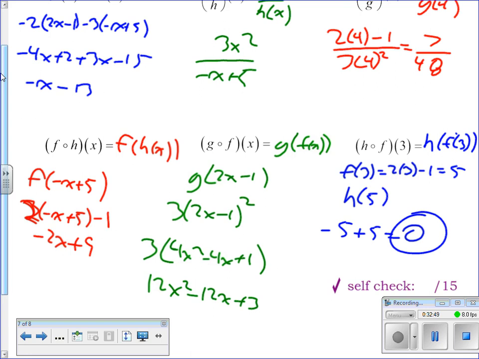No, it should be, because first you put 3 into f. 2 times 3 is 6. 6 minus 1 gives you positive 5. And then you're putting positive 5 into here. That's right. Okay? Any other questions? Awesome. Relatively short.